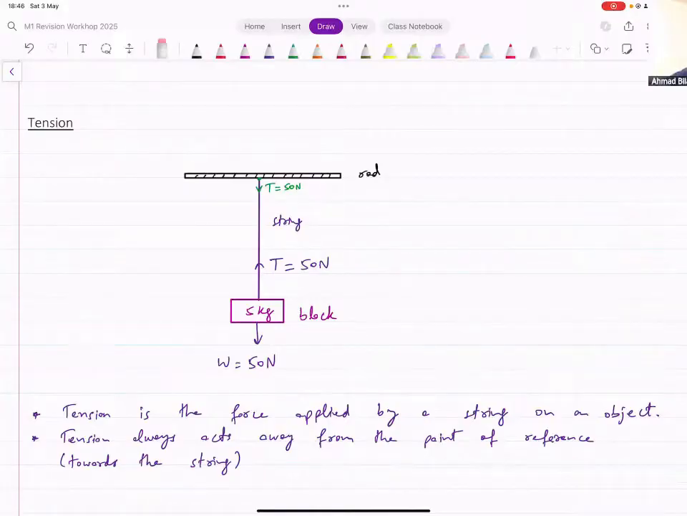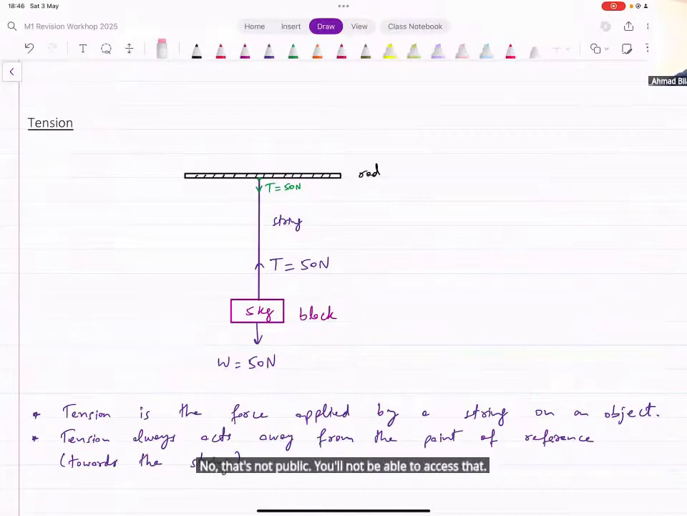No, that's not public. You'll not be able to access that. I'll share the recording later on.